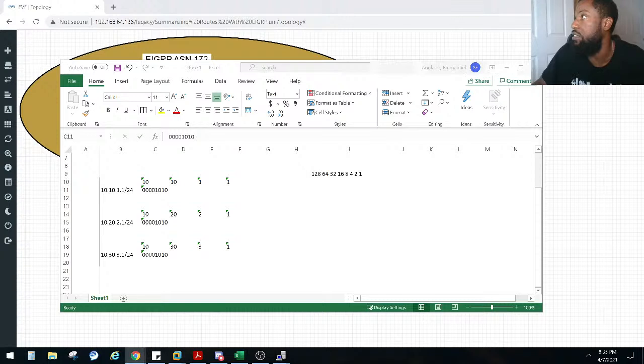Oh, that's a good way to test it. But yeah, go ahead and put that in the chat, man. Route summarization calculator. That's what's up.